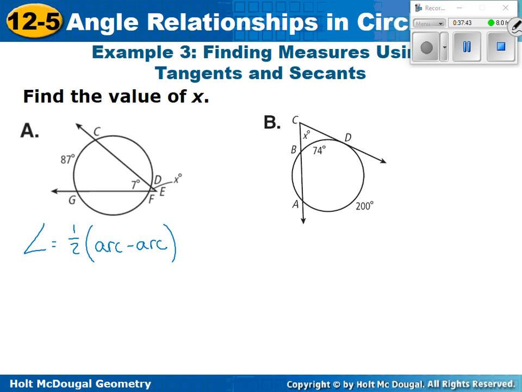So on this first one, I'm looking for the angle here, and it is outside the circle. So what is the bigger arc that's inside that angle? 87. And what's the smaller arc that's inside that circle? 7. And it's kind of hard to tell because I wrote that 7 here, but they're meaning that it is that arc. So it should be 1/2 of 87 minus 7. What's half of 87 minus 7? 40. So the value of x would be 40 degrees.